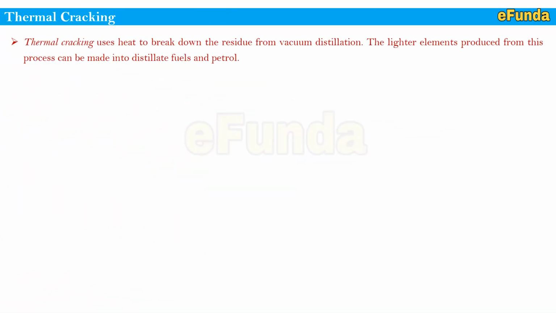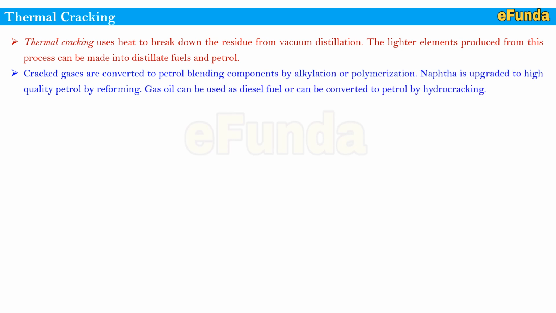Thermal cracking. Thermal cracking uses heat to break down the residue from vacuum distillation. The lighter elements produced from this process can be made into distillate fuel and petrol. The cracked gases are converted to petrol blending components by alkaline polymerization. Naphtha is upgraded to high quality petrol by reforming. Gas oil can be used as a diesel fuel or can be converted to petrol by hydrocracking.